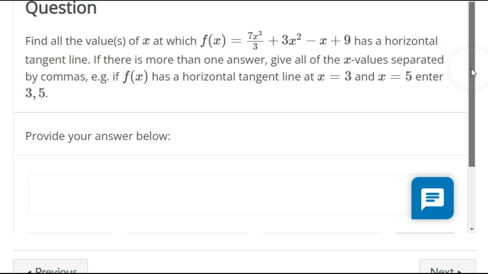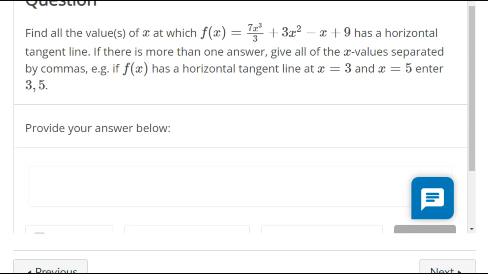Oh boy, what are they doing to me here? Find all the values of x at which this function has a horizontal tangent line. And the function they gave me is 7/3 x cubed plus 3x squared minus x plus 9. I'm supposed to give all the x values separated by commas.